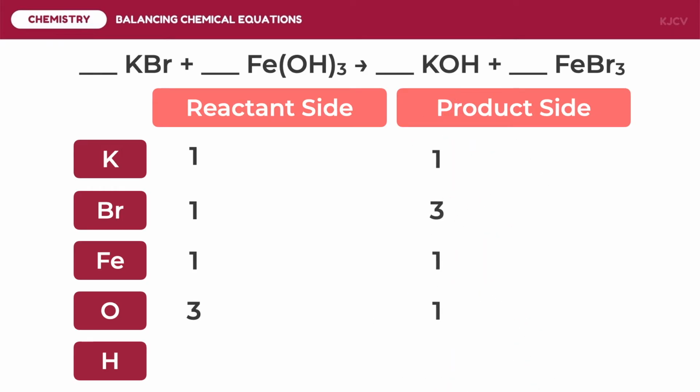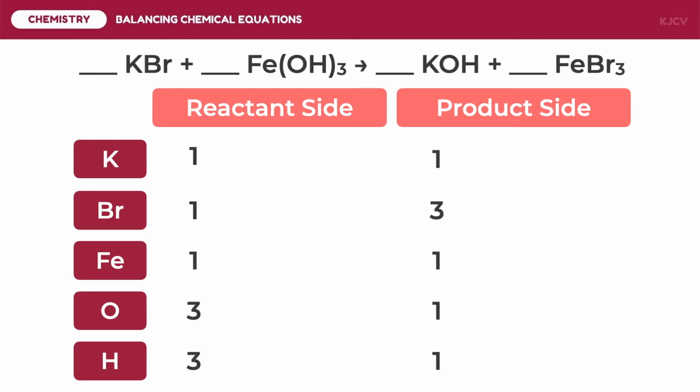Lastly, for hydrogen, since it is also in the parentheses, we have 3 from the reactant side. For the product side, we have 1 from potassium hydroxide. We can see here that only potassium and iron are balanced. But these are not yet final since they may be unbalanced as we adjust the coefficients of the other substances. Another technique in balancing equations is to balance oxygen and hydrogen lastly. This is because they are usually paired with other elements. So, it is better to balance the elements that are not oxygen and hydrogen.